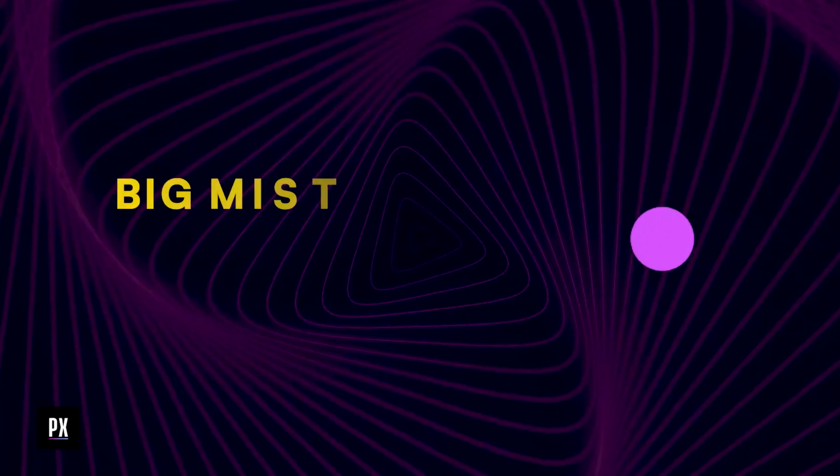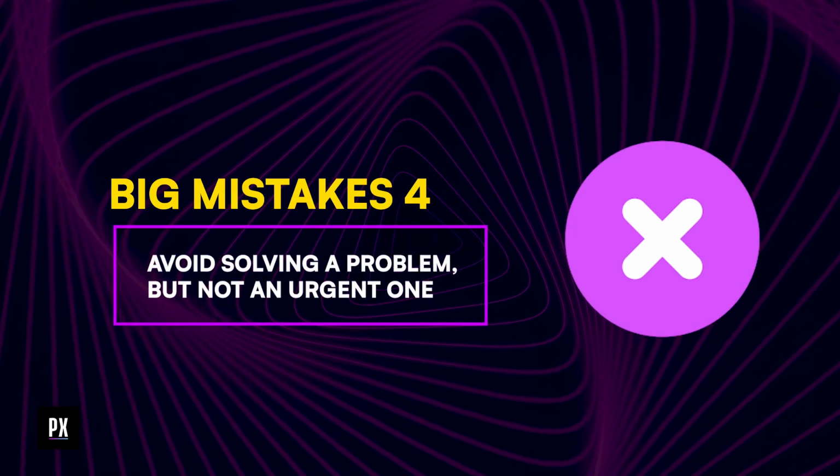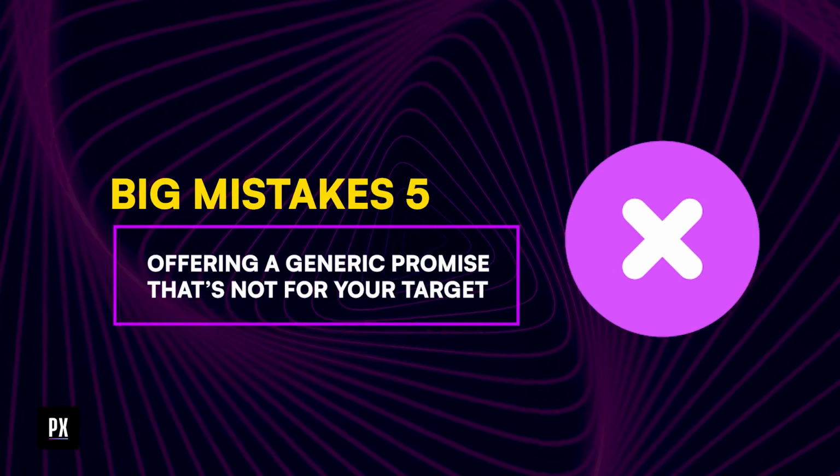And finally, you want to avoid solving a problem, but not an urgent one. So remembering the difference between painkiller and a vitamin, right? We want to be going after those painkiller problems. Or the other problem is offering a generic promise that's not for your target market. So you're either going to have a really low conversion rate, or you could have a really high one, but you're pulling in the wrong people.